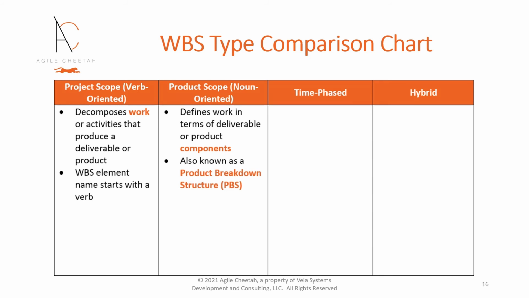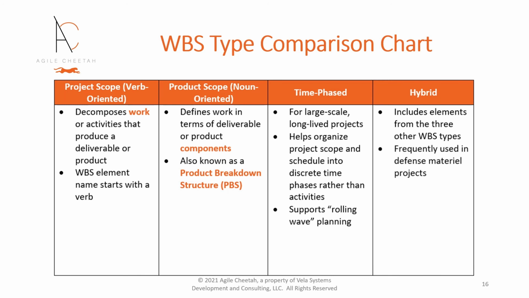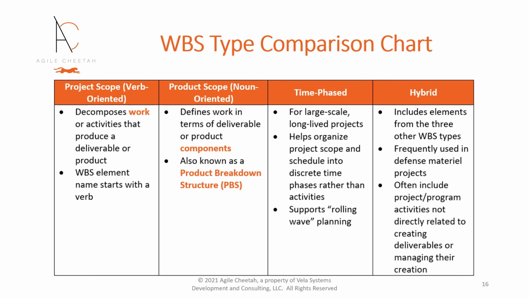Next is the time phase WBS hierarchy type. It is for large-scale, long-lived projects. It helps organize project scope and schedule into discrete time phases rather than activities. Thus, it supports rolling wave planning. Finally, we have the hybrid WBS hierarchy type. It includes elements from the three other WBS types. It is frequently used in defense material projects, and it often includes project or program activities not directly related to creating deliverables or managing their creation.